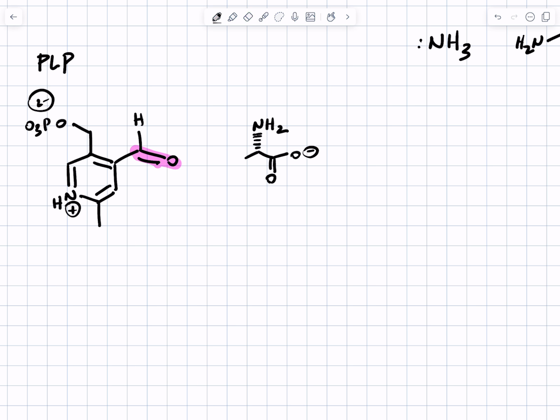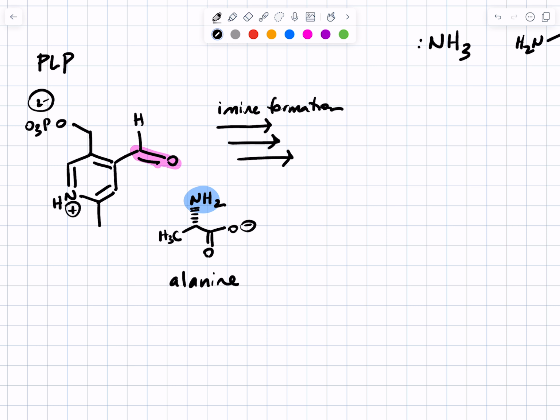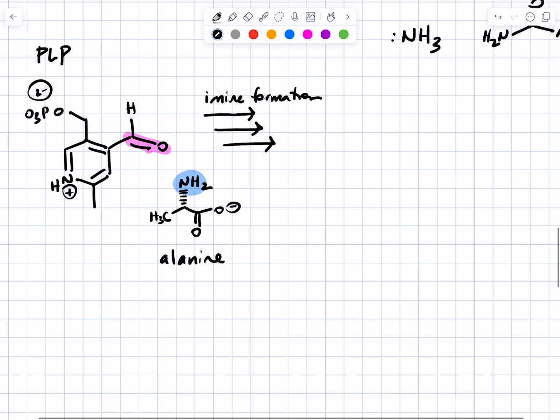And let's just say that this is alanine. Let's put a methyl group there, and then this is the amino acid alanine. You don't need to know that now, but before the end of the class, you will have memorized all the amino acids because I told you to, and you will answer questions on the exam about them. So what you're going to do here is imine formation between the amino group on the alanine and the aldehyde on PLP. We don't need to belabor that point. You could draw the mechanism if I asked you to.